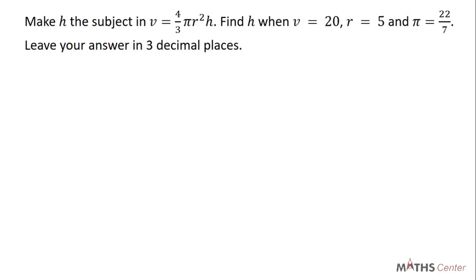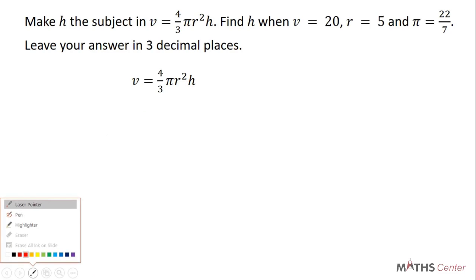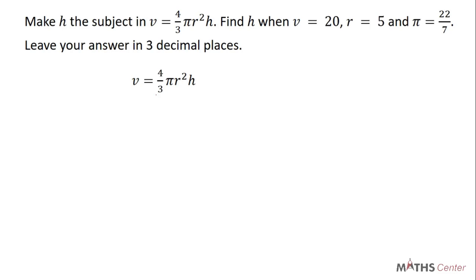Let's concentrate on the first part of the question. Make h the subject in the equation v is equal to 4 over 3 pi r squared h. So this is our equation, and it involves a fraction. When the equation involves a fraction, what do we do? The first thing you need to do is to first identify the fraction in the equation, or the fractions in the equation. Fortunately for us, in this equation, there is only one fraction, and the fraction is 4 over 3.